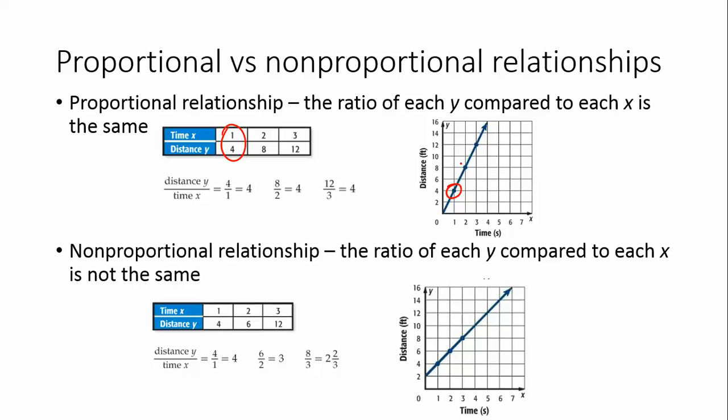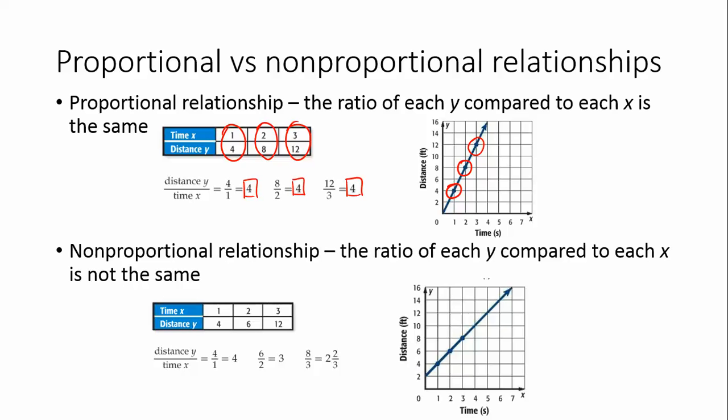If you look at the second ordered pair, and if you put the y's over the x's, we have 8 over 2. 8 over 2 reduces to 4. Finally, for the third ordered pair, we have 12 over 3 if you look at the y over the x. And 12 over 3 reduces to 4. So this is a proportional relationship because the ratio of each y compared to each x in the ordered pairs that create the graph reduce to 4.